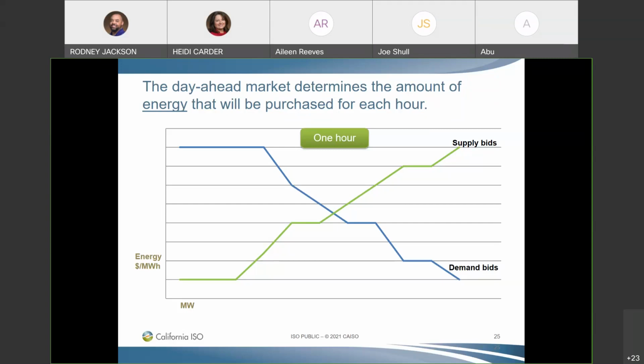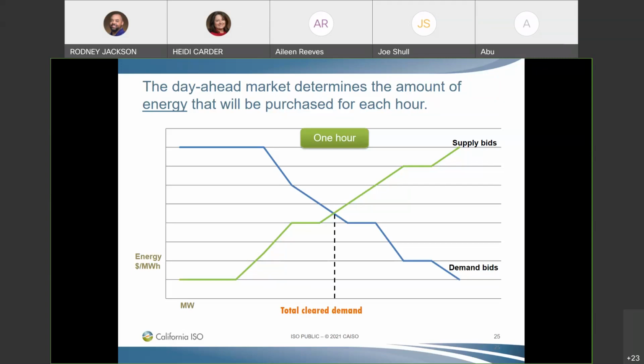Now, on the left, we have bid prices. Along the bottom, we have the megawatts. This is a very simplified version, but the green supply curve represents supply bids lined up from the least expensive to the most expensive. The blue line has demand bids, what the demand is willing to pay, and it is lined up from most expensive to least expensive. Where these two lines cross represents the amount of supply and demand in megawatts that will clear the market in the day-ahead market.